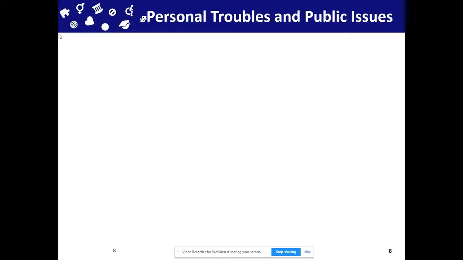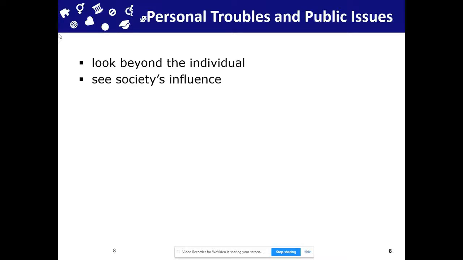Another thing that C. Wright Mills saw as really important about the sociological imagination is the ability to utilize it to make change. C. Wright Mills thought it was really important that we look beyond the individual to see society's influence. Now, as your book cautions, we need to be careful not to be too deterministic about society's influence on people, taking away the agency that people absolutely have and the influence people have on society. We'll talk about this more as we get into chapters 3 and 4.